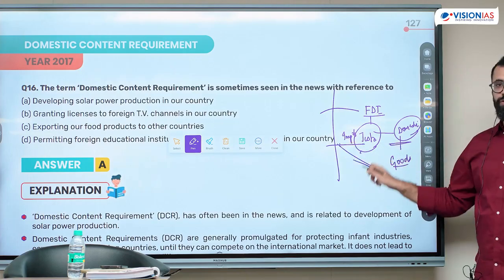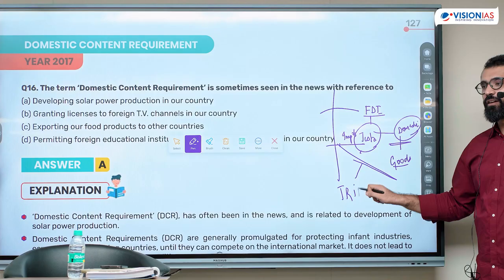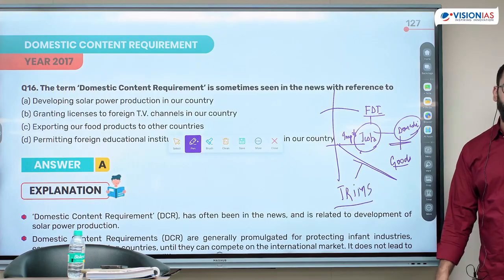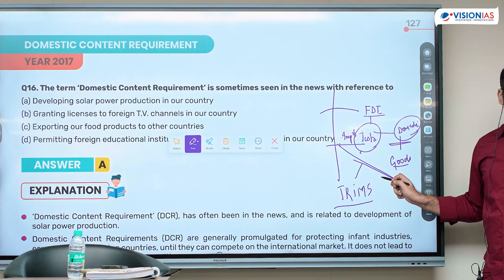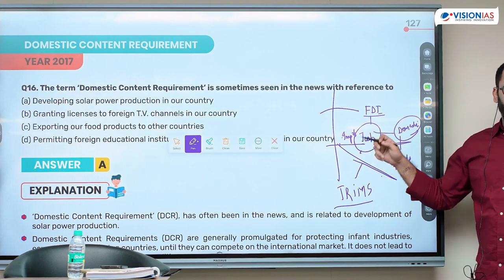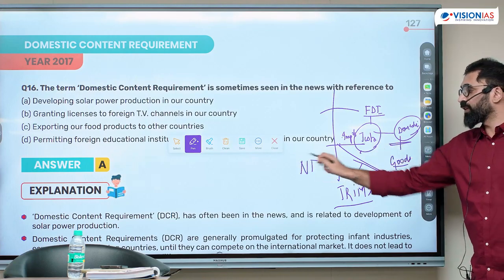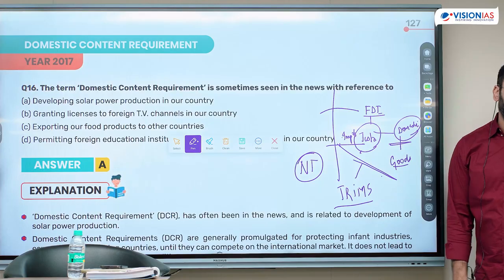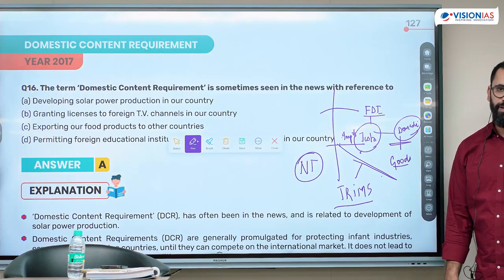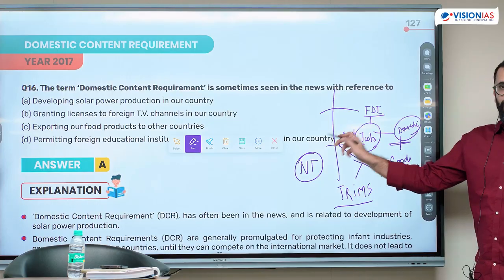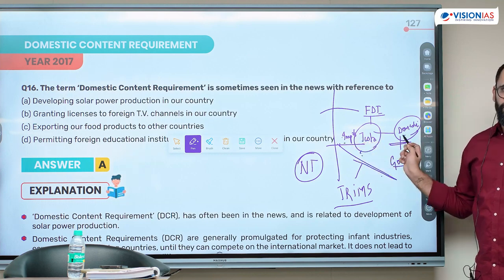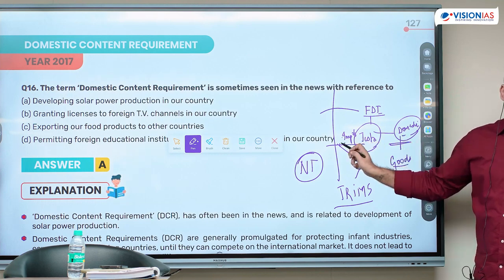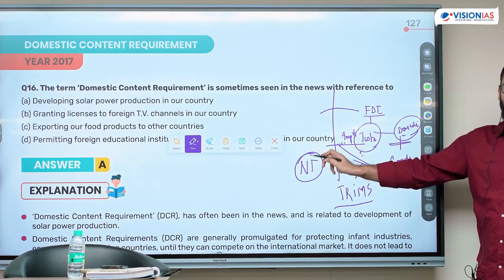This is a violation of an agreement of WTO, that is TRIMS. TRIMS says any difference between the import of goods and domestic goods is a violation of a principle of WTO, that is national treatment. What the principle of WTO says under national treatment: any good that is imported in the country will be treated at par with the domestic goods. That you will not discriminate against the imported goods. This is called national treatment.